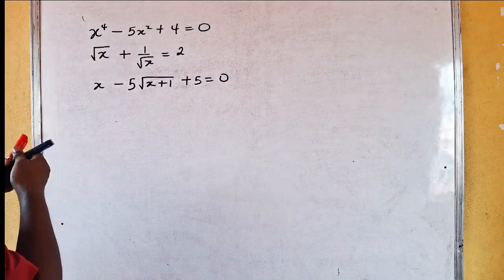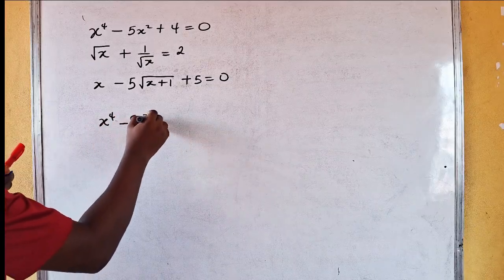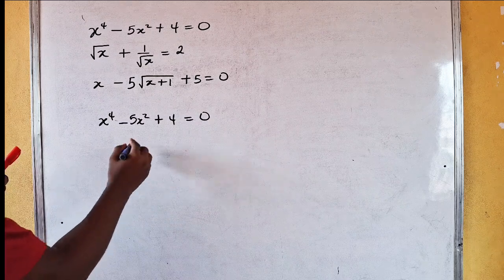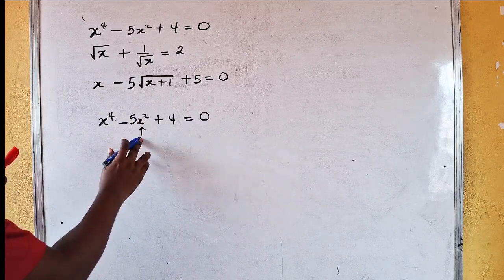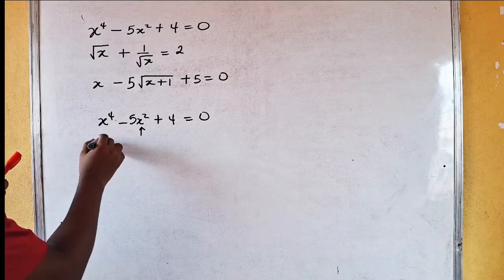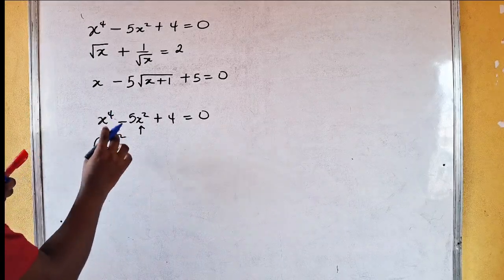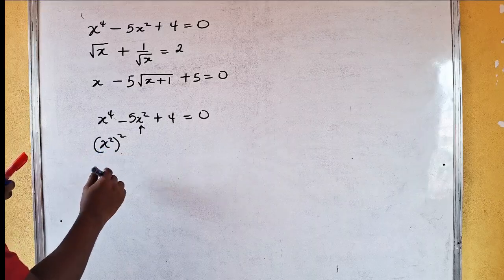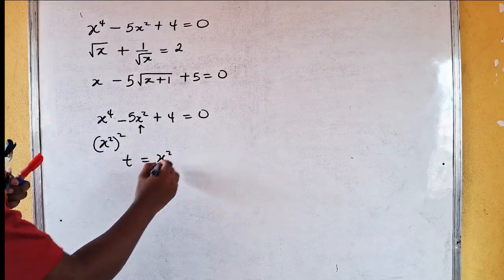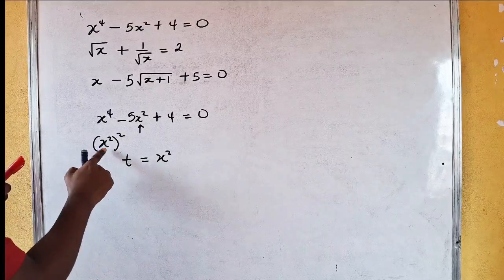Here, I have x to the power of 4 minus 5x squared plus 4 equal to 0. If you look closely, x to the power of 4 is actually x squared squared. So that means I can replace x squared with another letter. Let's say t will be x squared. So instead of writing x squared, I'm going to write t here.